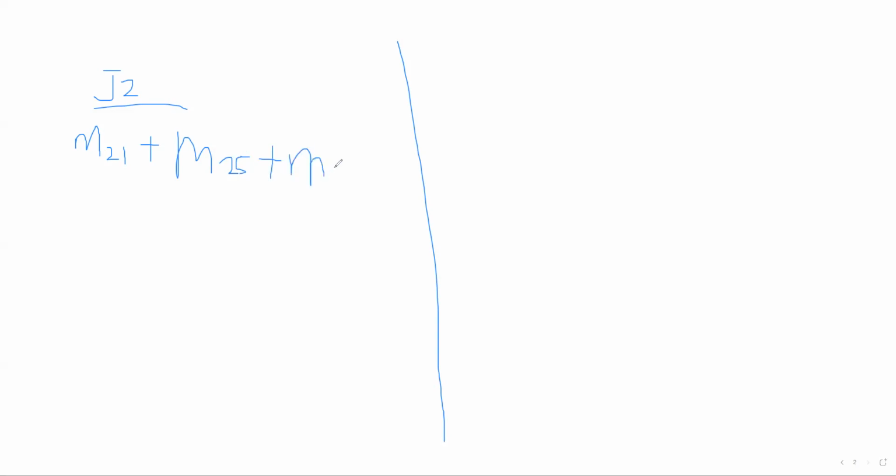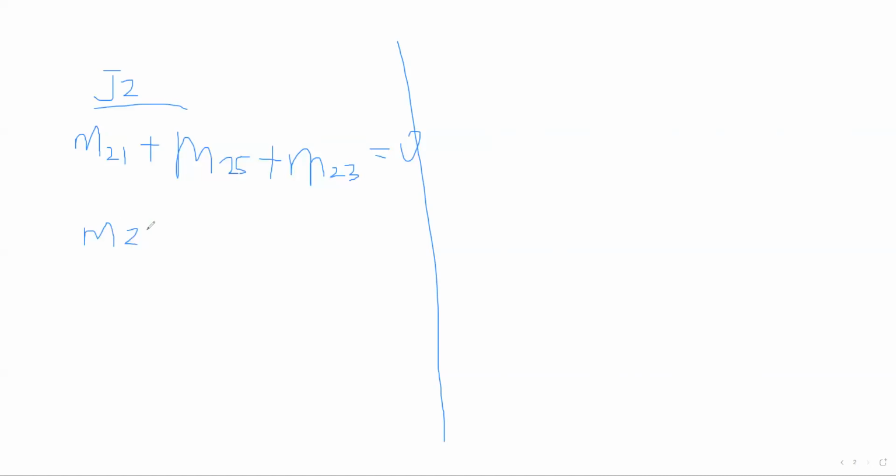So at junction 2, we are going to find M21 plus M25 plus M23 to be equal to 0. So what is M21?